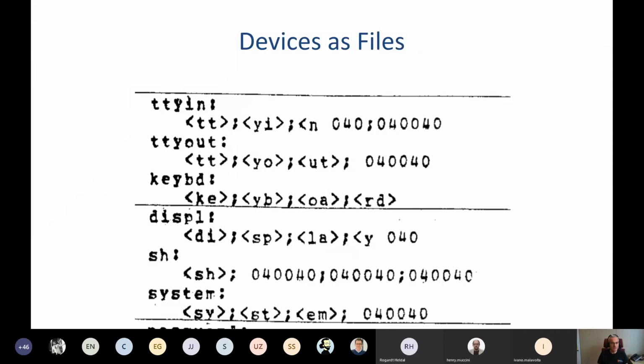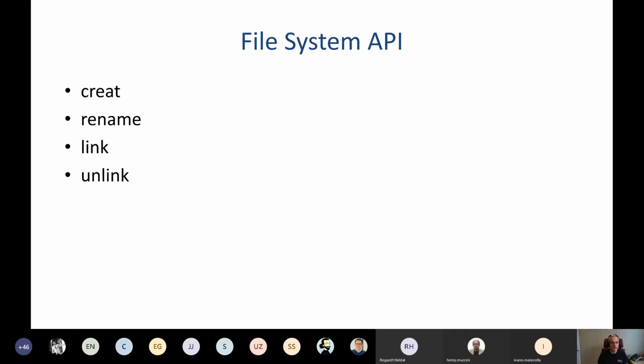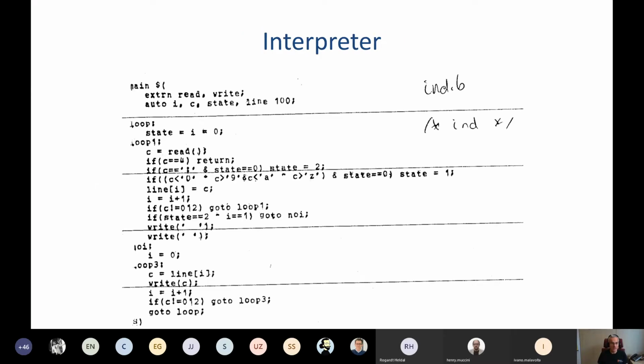We have devices as files. Here you see the names of some of those devices in the source code, such as TTY in and TTY out. A file IO API, which is still available today. A file system API, very primitive, not even hierarchical directories, and even an interpreter, a feature that has stayed with us.